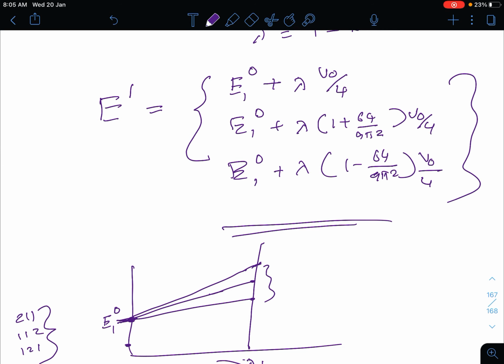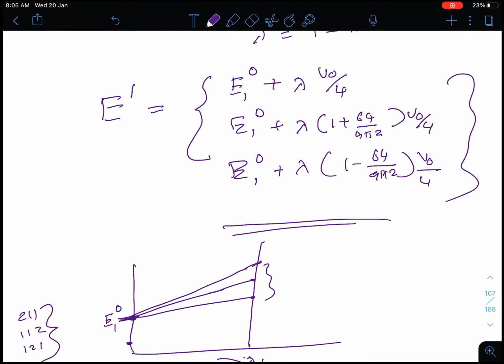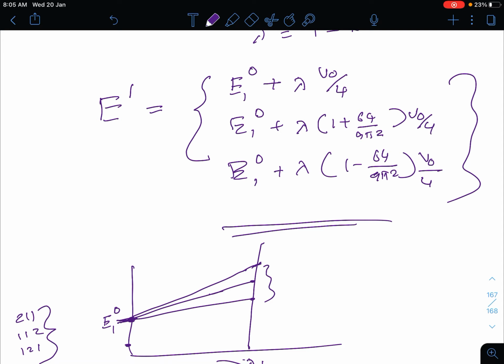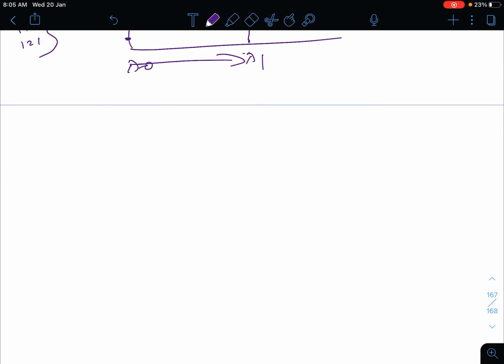Clear? This is what you will be getting. So that's all for the time. It's a lengthy example, but anyway, it's an interesting example. Try to do it yourself. Okay, thank you.